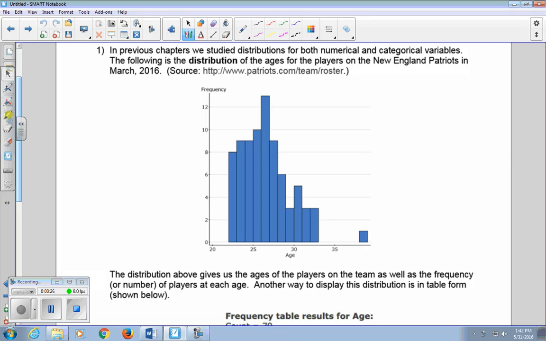The following is a distribution of ages for the players on the New England Patriots in March 2016. The distribution gives us the ages of the players on the team as well as the frequency of players at each age. Another way to display this distribution is in a table. So if this is age 22, we have 8 players with the age 22.